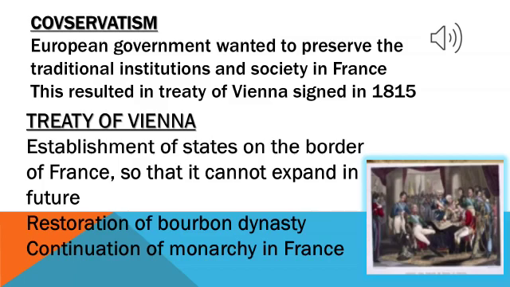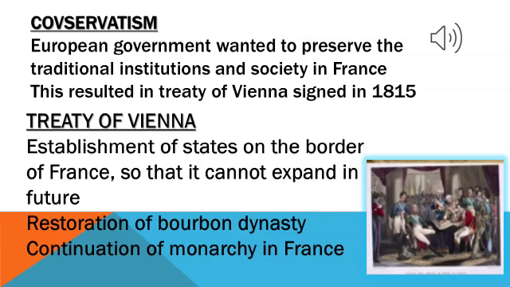Conservatism was a European ideology whose followers wanted to preserve the traditional institutions and society in France. Now, some of the countries like Britain, Russia, Prussia, and Austria joined hand in hand, and they signed the Treaty of Vienna in 1815 against Napoleon.